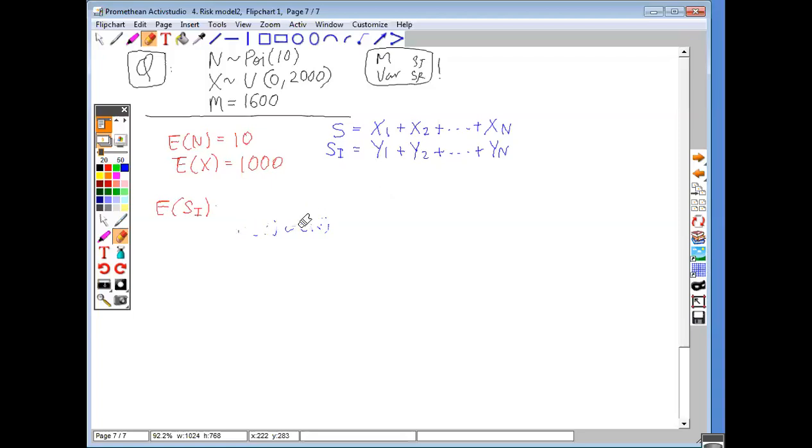So I'm just going to write this for now as equal to the expectation of Y times the expectation of N. Okay, so I do know the expectation of N, but do I know the expectation of Y? Yes or no? We have to figure out, right? So what do I know about Y? Do I know the distribution of Y here?